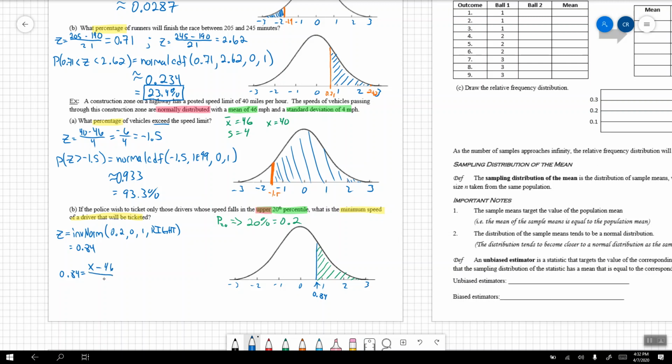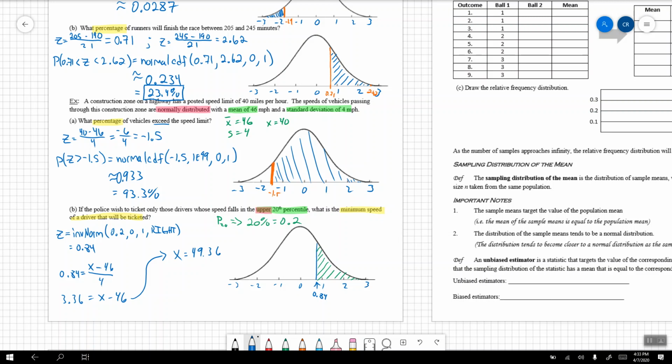Standard deviation, 4. All right, so let's go through. We're going to take 4 and multiply it by 0.84. There we are. So this is going to get me 3.36 is equal to x minus 46. Finally, I need to add that to both sides, which means I need to just add 46 to it, which means my speed is going to be 49.36.